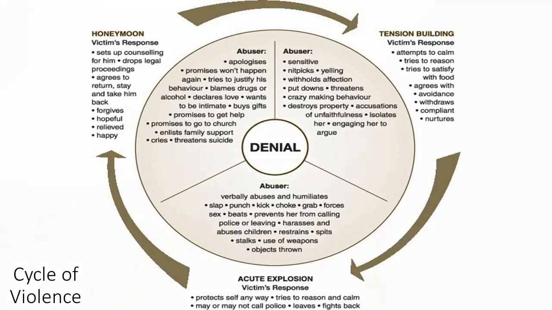So in this stage, the victim's response is usually to protect themselves, to find safety in any way possible. So this can be, they might run away, they may or may not report it to the police, they might fight back, or they might try and reason or calm the abuser.